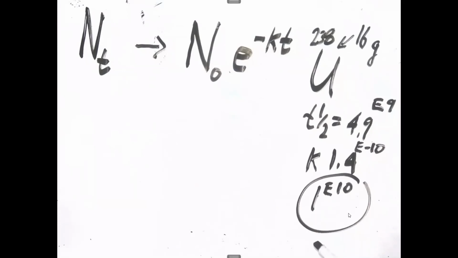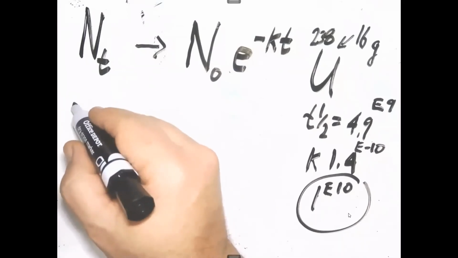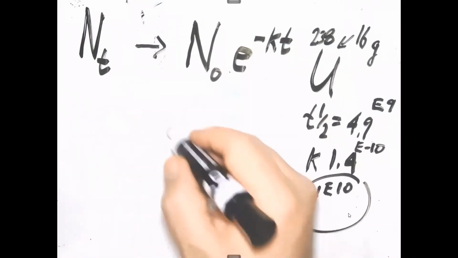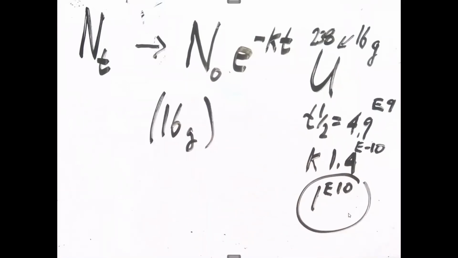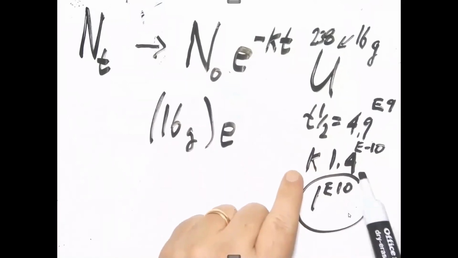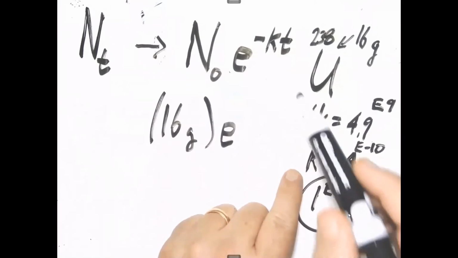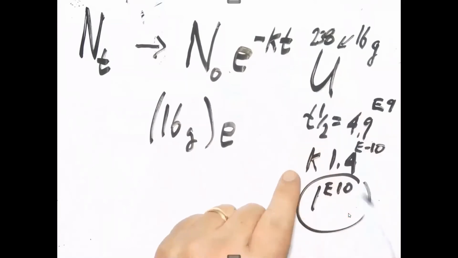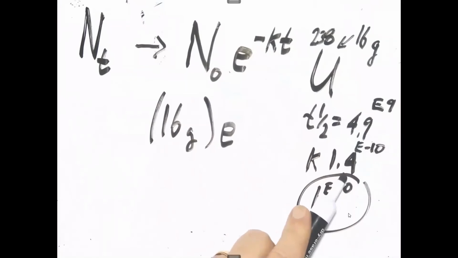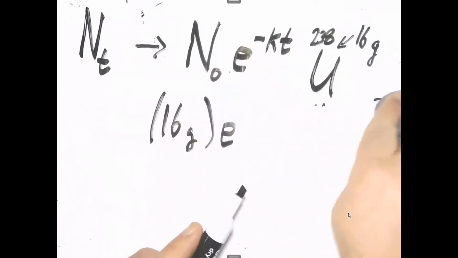Okay, so now we're going to solve our equation. Nt we don't know yet, but we do know N0. We're going to start with 16 grams. And we're going to raise e to a certain power, and that power is going to be the decay constant times the time. And remember, we're going to have to slap a negative sign on this. Our decay constant is 1.4 times 10 to the negative 10th. So I'll write that in parentheses.